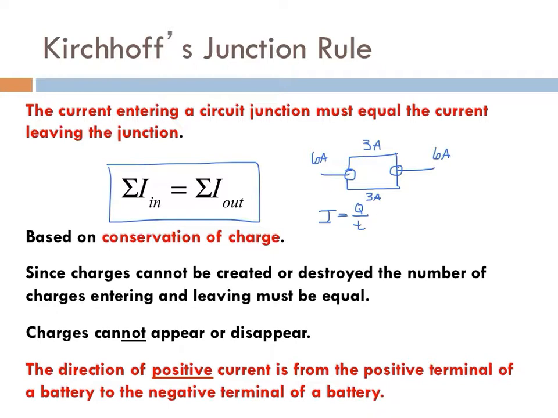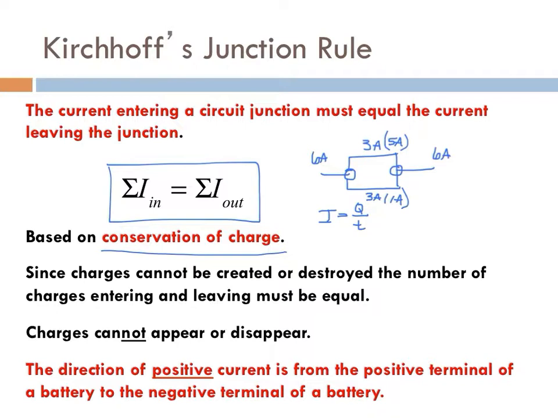So 3 and 3 could be one solution, or I could have 5 and 1. It just depends on the resistors. But current in, 6 amps, has to equal my current out, 6 amps. Again, this is based on the conservation of charge. I cannot have more or less than what I have already.